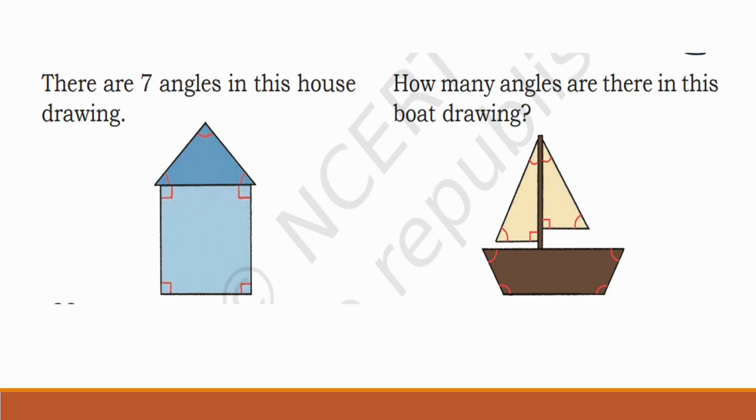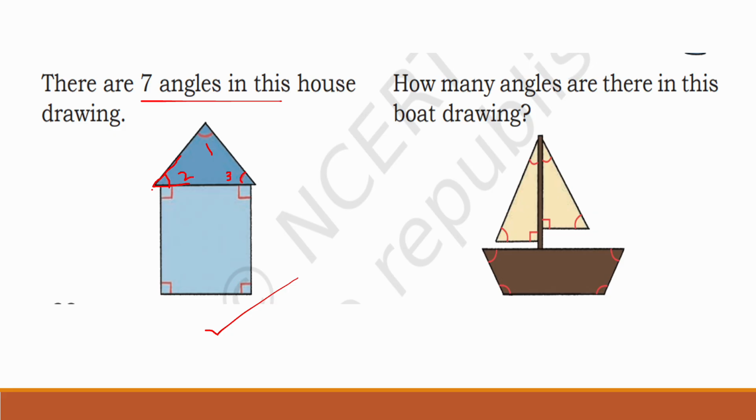There are 7 angles in this house drawing. See this house drawing. How many angles are there? There are 7 angles. When two lines meet at a point, an angle is formed. See here, first angle. Then here, see these two lines meet at a point here. There, you can see another angle.